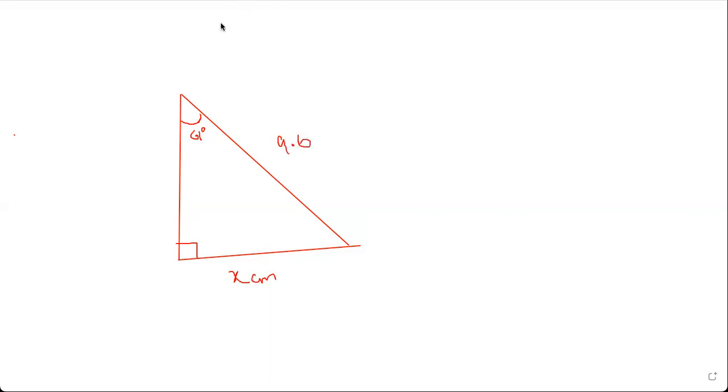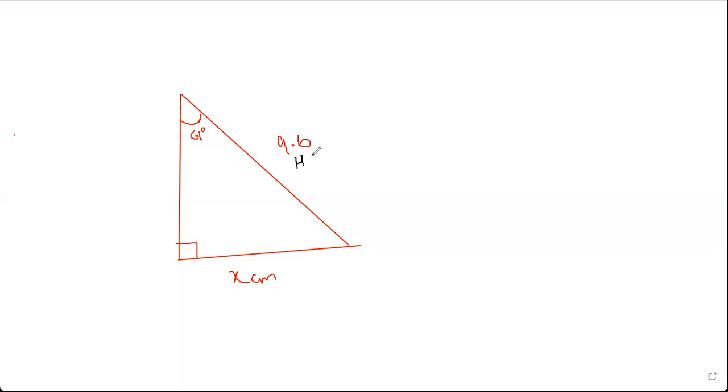X is the side of a triangle. So this is the question: you have to find the value of x. First, you can see the opposite of the 90-degree angle is the hypotenuse. It means this 9.6 is the hypotenuse. Now we have to find x, so we have to focus on the 61 degree angle, because we have already checked the 90-degree angle and its opposite side, 9.6, which is the hypotenuse.